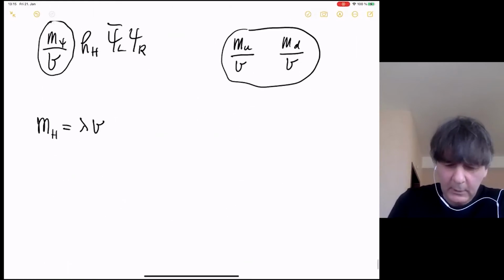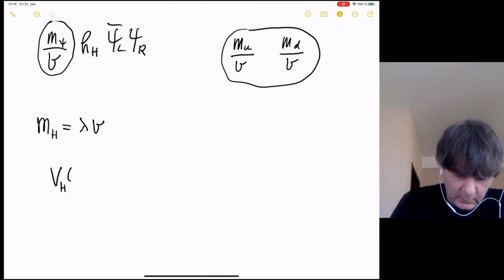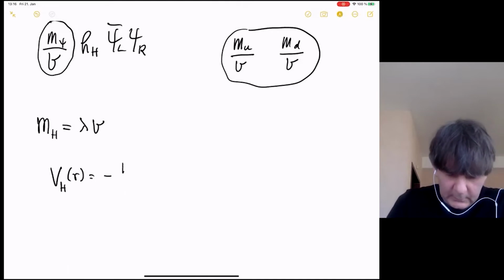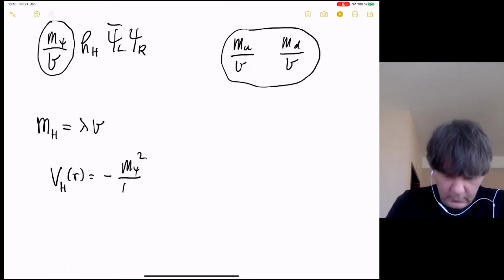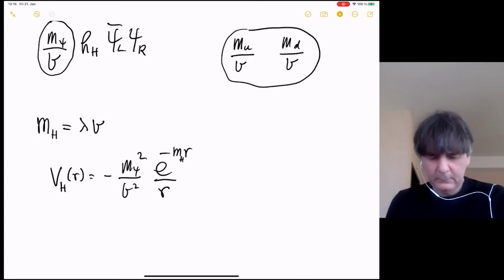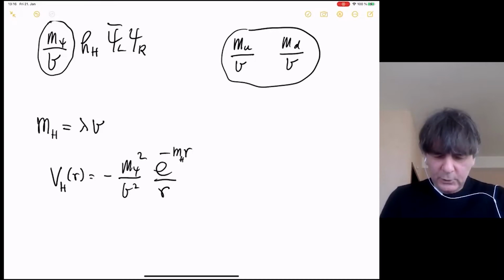For example, among two fermions, the force mediated by the Higgs would be Yukawa type, right? So the potential mediated by Higgs would be minus m_psi squared over v squared, times e to the minus m r over r, where m is the Higgs mass. Okay, so this will be a short range gravity.